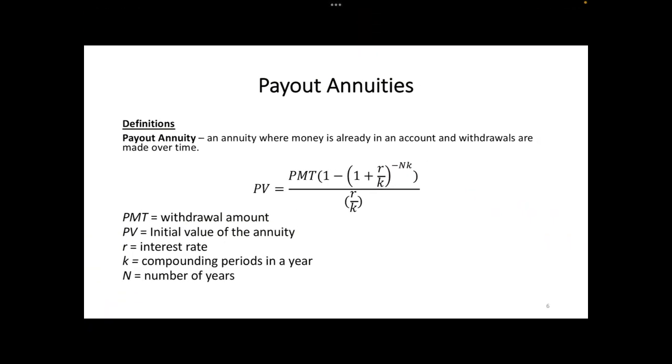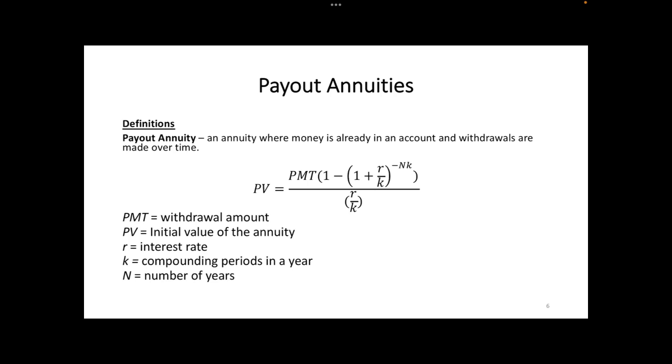We talk about saving annuity. Now let's look at the payout annuity. Payout annuity is an annuity where money is already in an account and withdrawals are made over a period of time. So for the payout annuity, the formula is quite different.